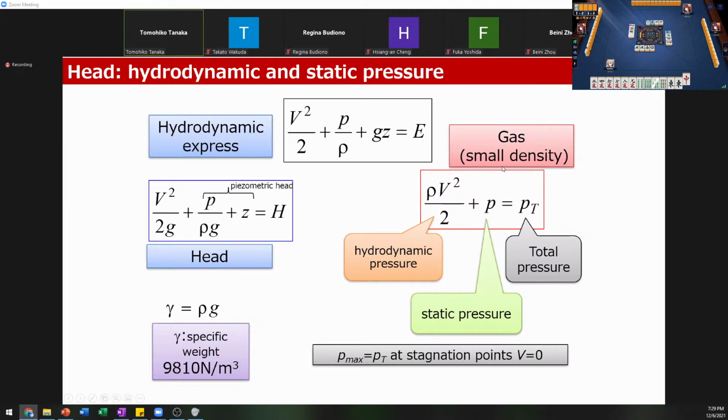And for the gas case, the density is very small. You can neglect the gas density, which is 1.2 kilogram per meter cubed for air. And for water, it's like 1,000 times larger. And also you can use a specific weight. Gamma is equal to rho times gravitational acceleration g, which is 9.81 kilonewton per meter cubed. Okay.